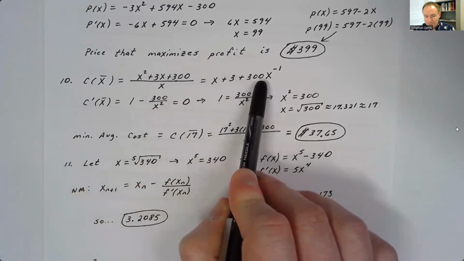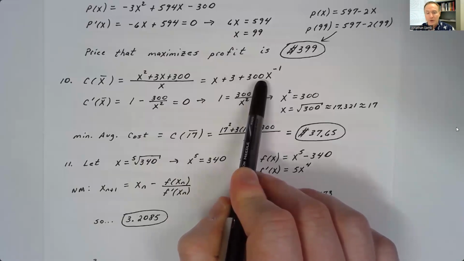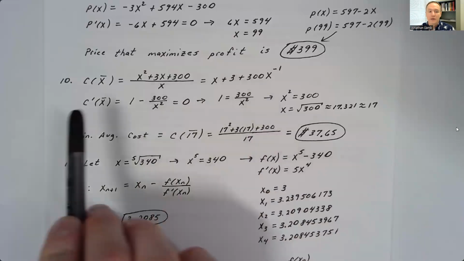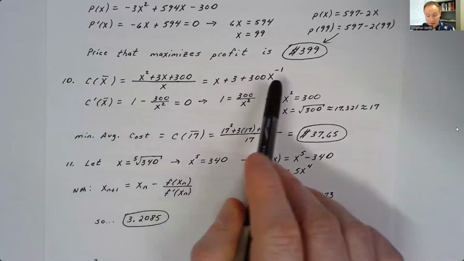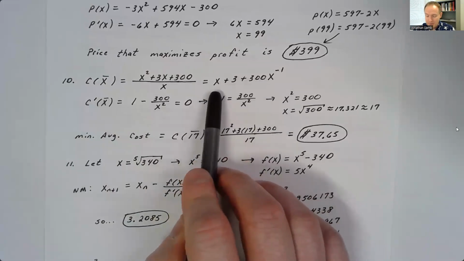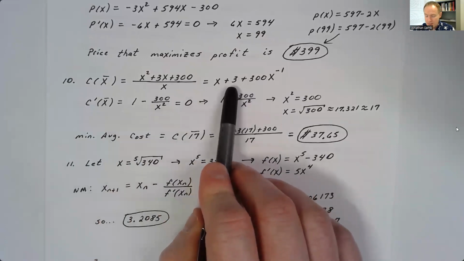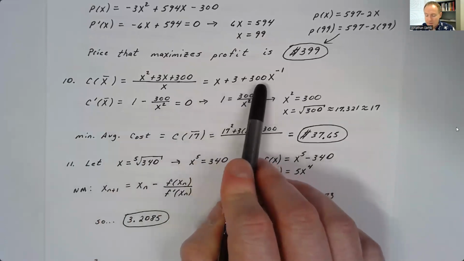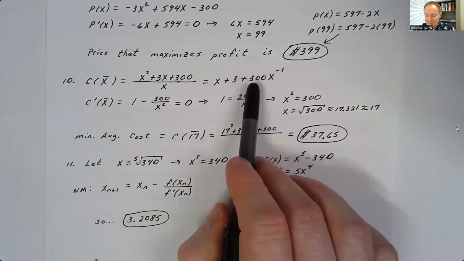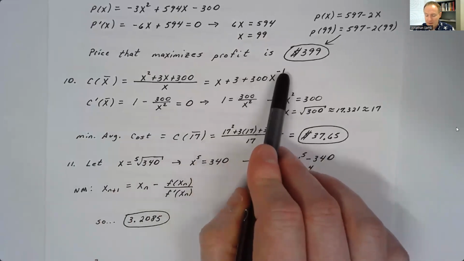Now, for that average cost function, I'd like to minimize it. The minimum is going to occur when the derivative is 0. So I take the derivative, and it's really easy. Derivative of x is 1. Derivative of any constant is 0, so the second term drops out. Derivative of 300x to the negative 1 would be minus 300x to the negative 2.